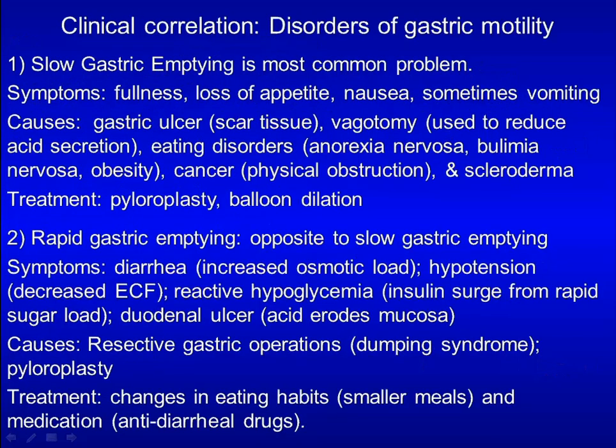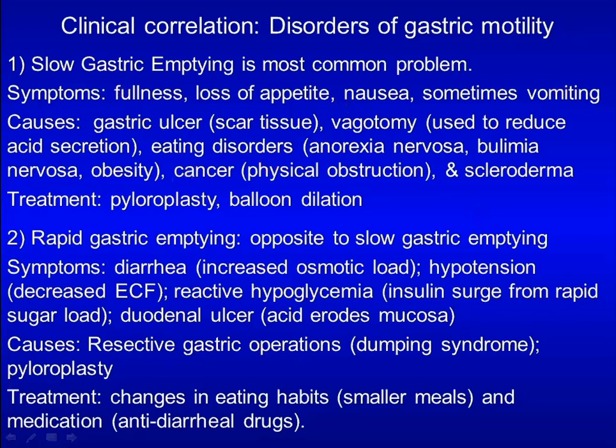Here is clinical correlation. There are 2 common disorders of gastric motility. One is slow gastric emptying, and the other one is rapid gastric emptying. Slow gastric emptying is the most common problem in this group. Patients with this condition have sense of fullness, loss of appetite, nausea, and sometimes vomiting. It could be caused by gastric ulcer, vagotomy, eating disorder, and cancer.